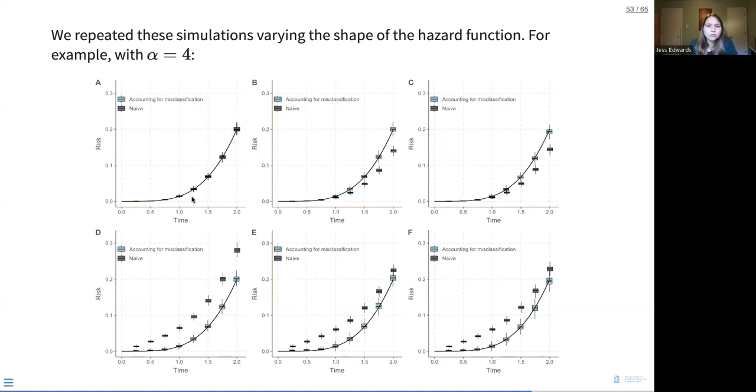And the results are pretty similar. The naive approach still has bias in the same directions as before, and our proposed approach still works pretty well at all of the times examined. And so we have a whole slate of these looking at different shapes of the hazard function. I have yet to break our approach beyond the third decimal place in terms of bias, although I'm continuing to investigate this to push it to its limits and, hopefully, develop some sort of guidance about when these approximations are appropriate and when you might want to be careful.